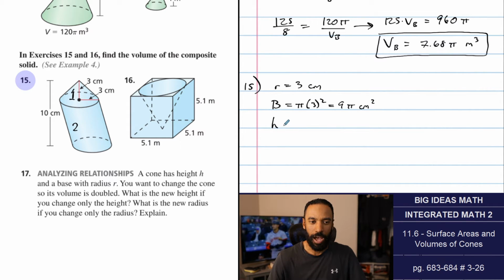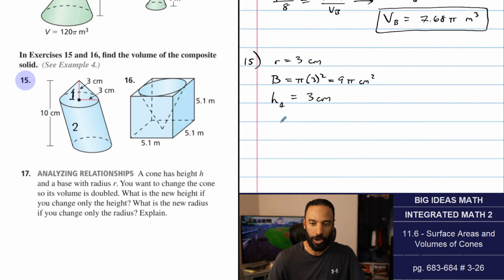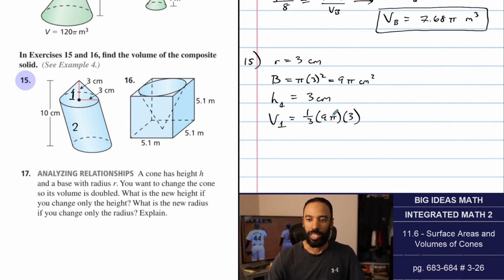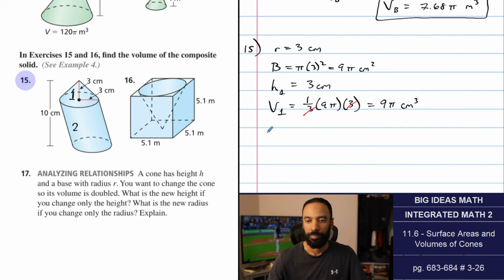Now, the height of object 1 is 3 centimeters. So to find the volume of that cone, as we've been practicing, we're going to do 1/3 area of base times height. Let those 3's cancel out, and you're left with 9 pi cubic centimeters for volume of object 1.